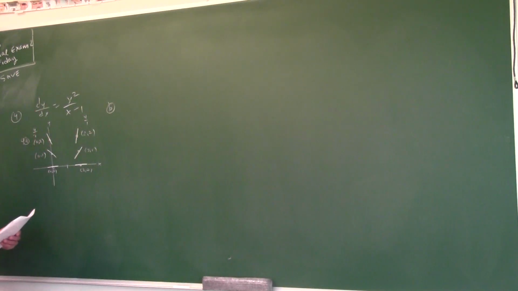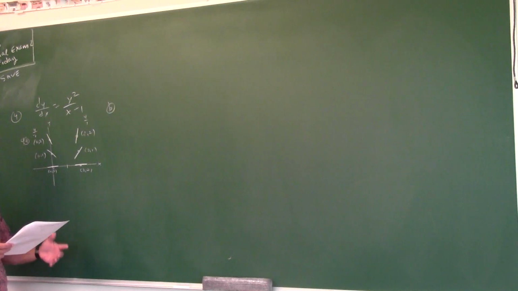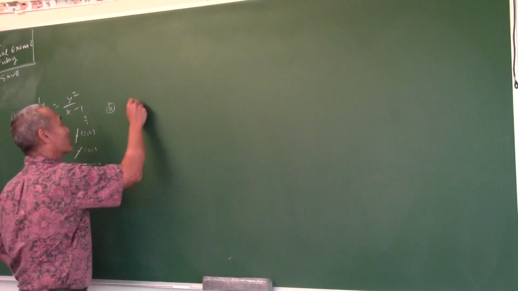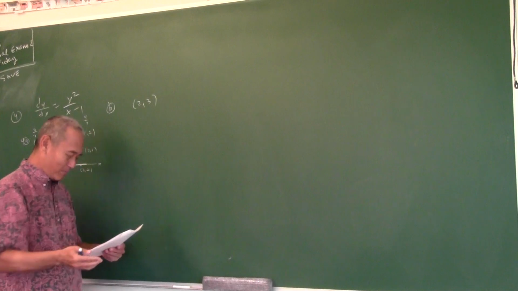Here's where the points come in. Let f of x be the particular solution to the differential equation. Write an equation for the tangent line when x is 2, and then use your result to approximate f of 2.1. How do you write the equation of a tangent line? You need a point and a slope. They gave you the point, (2, 3).